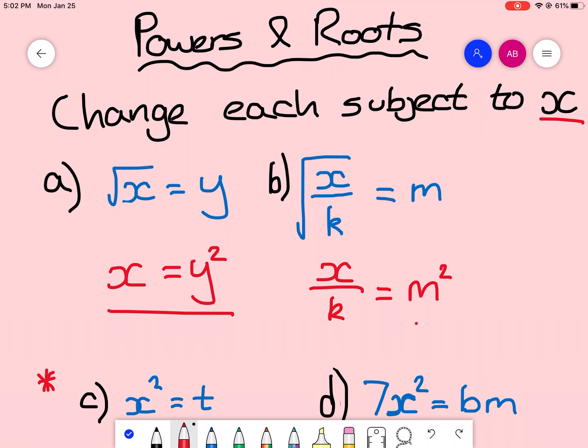Next thing then to do is to get rid of the k. Now x is being divided by k, so if we remove that to the other side, we have got to times m squared by k. Notice that the k is still not squared, the only thing squared here is the m term on the end.